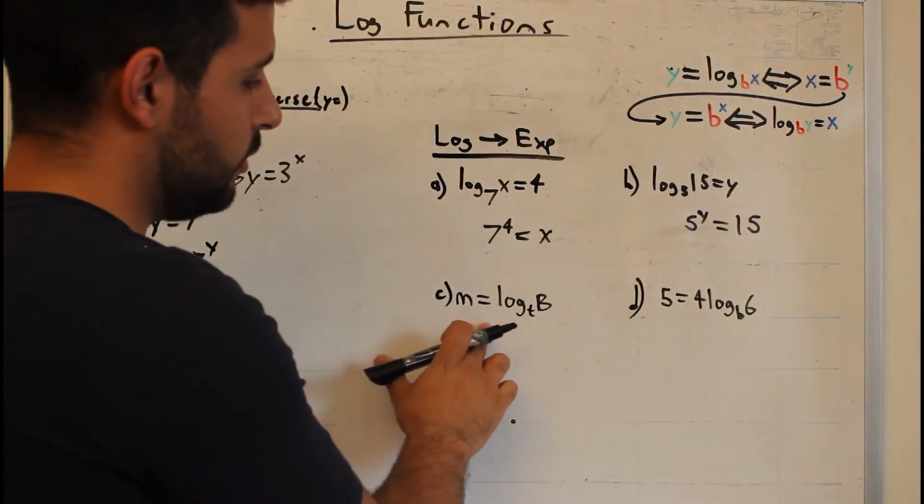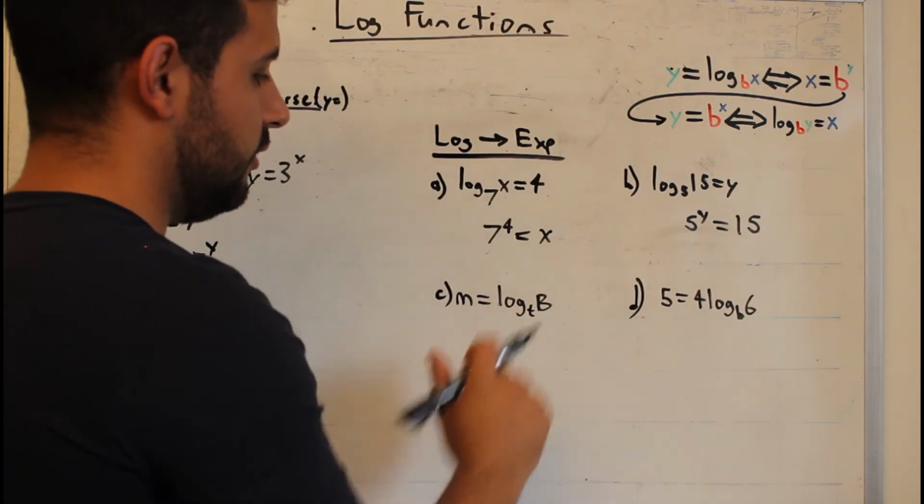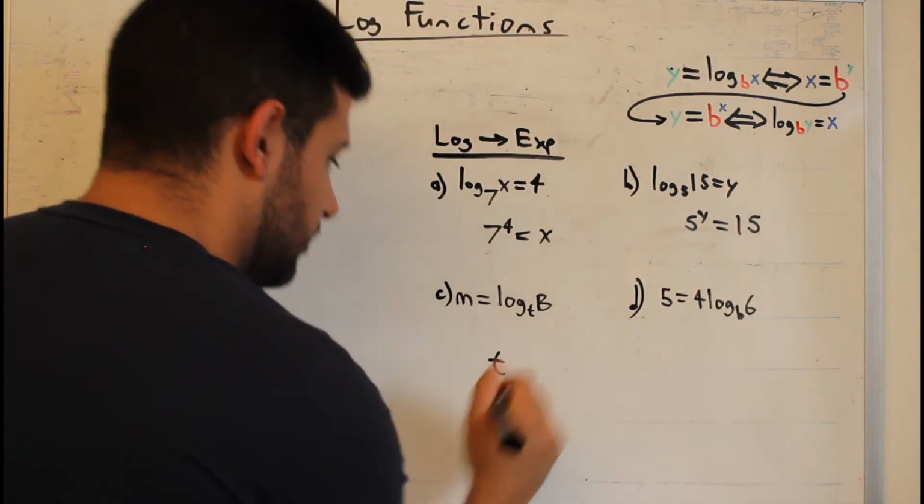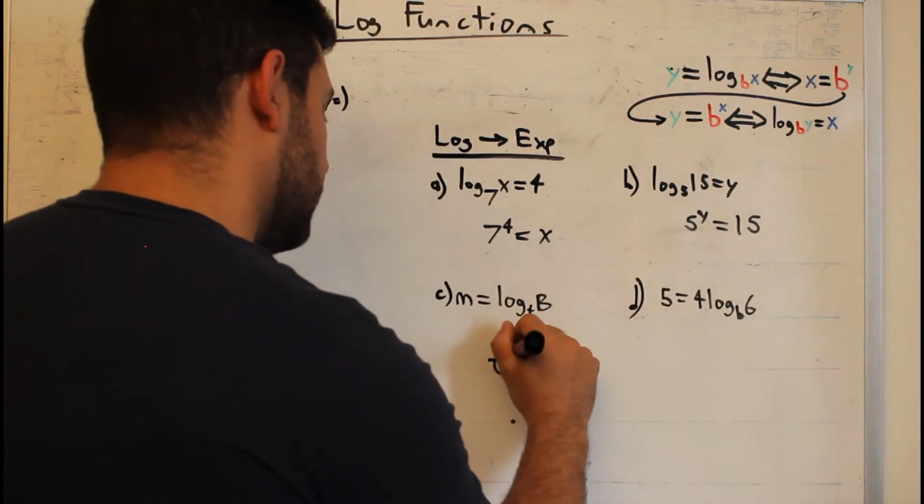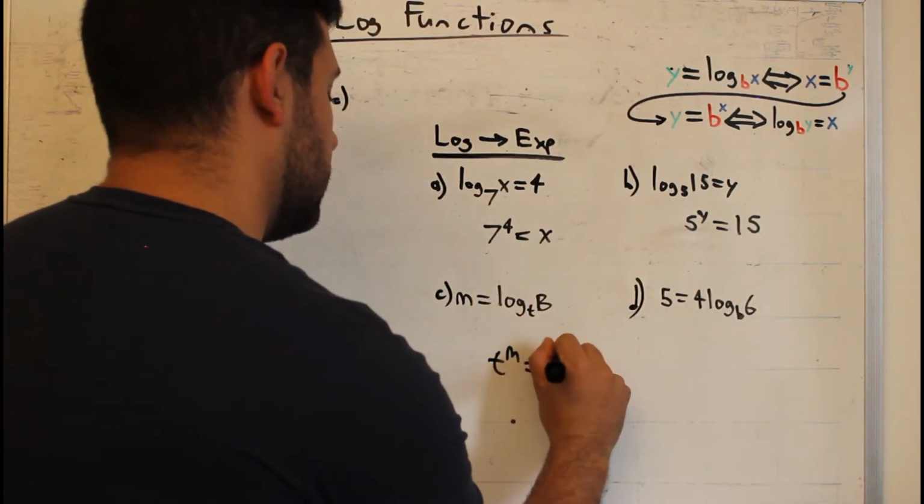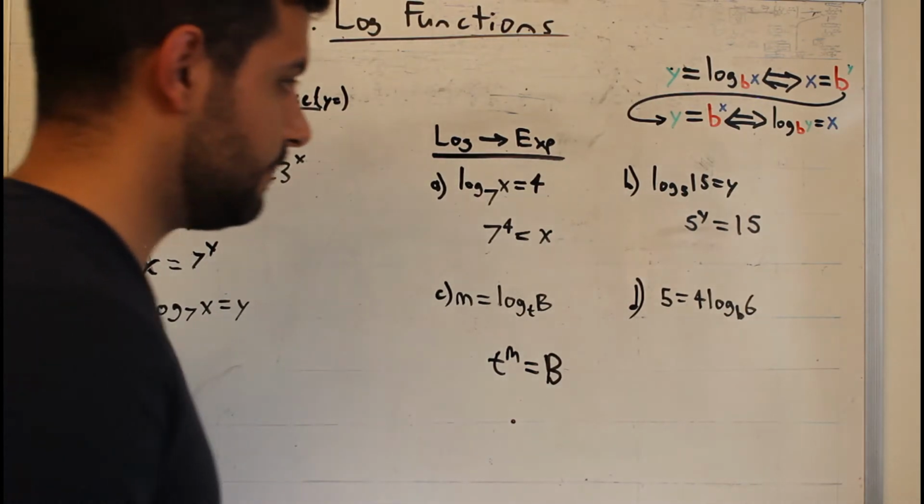Here we have m equals log base t of b. t stays the same because it's our base. m comes to the other side, and all we have left is b.